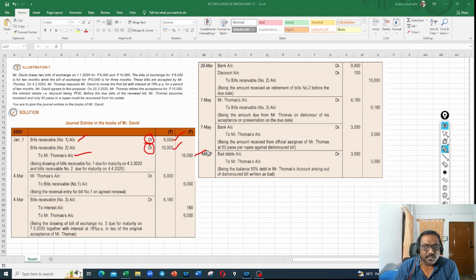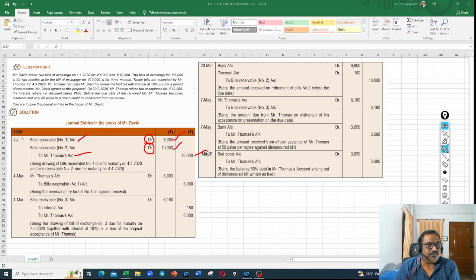David account debit to bills receivable account 6,000. Sorry, to bills payable account 6,000, to bills payable account 10,000. Entry. So I'm not talking about Thomas right now. Okay. Now, then what happened?